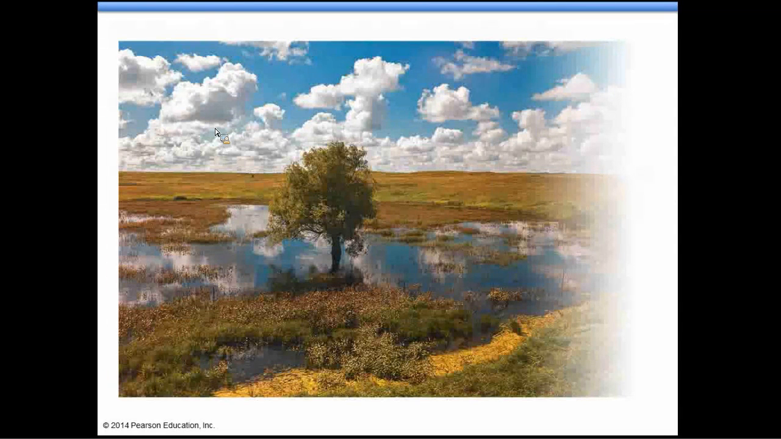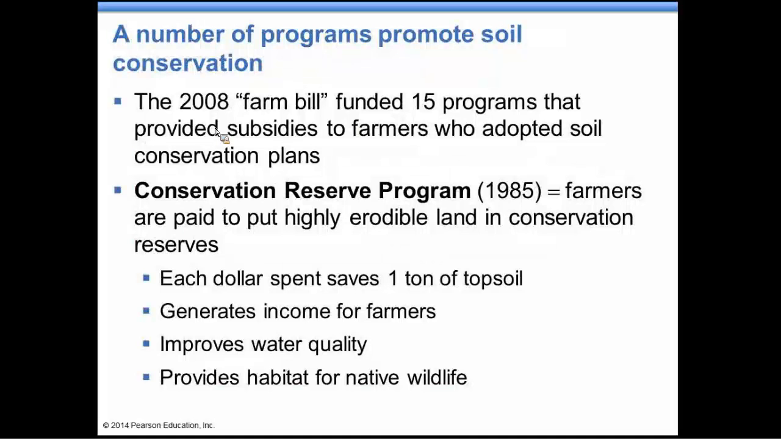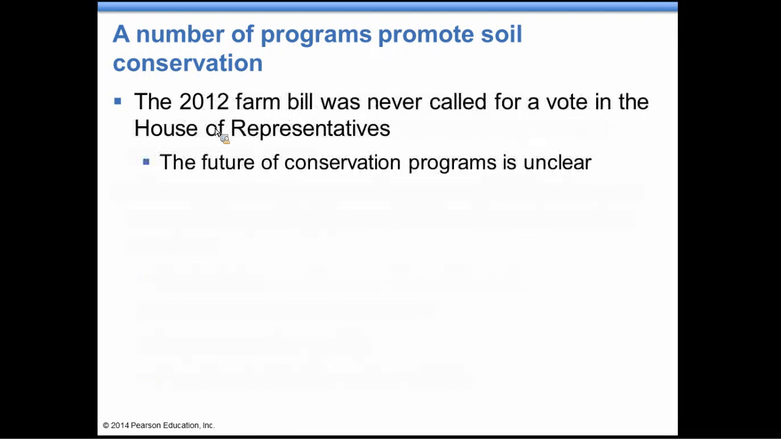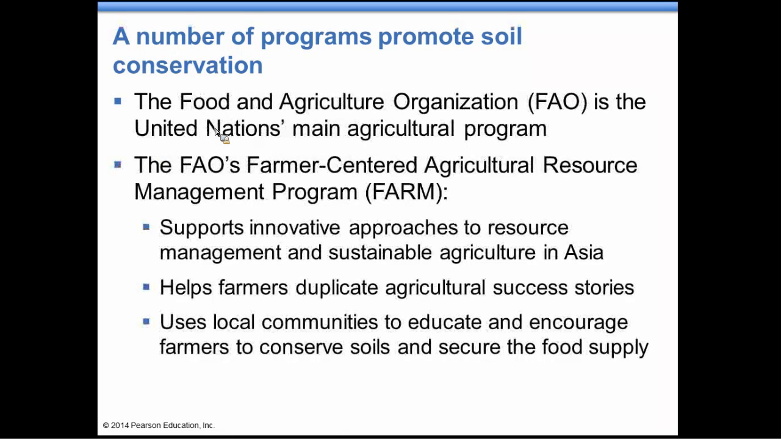So a number of programs promote soil conservation, and that's what we're going to talk about next. The Conservation Reserve Program pays farmers to stop cultivating damaged, highly erodible cropland, and instead makes these lands conservation reserves planted with grasses and trees. And lastly, internationally, the United States promotes soil conservation and sustainable agriculture through a variety of programs led by the Food and Agriculture Organization, or the FAO. Just a couple quick facts here. I'm not going to read them.